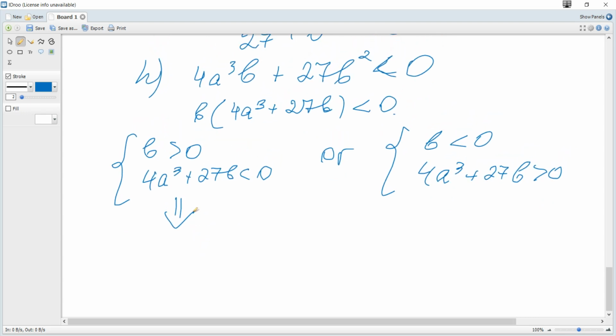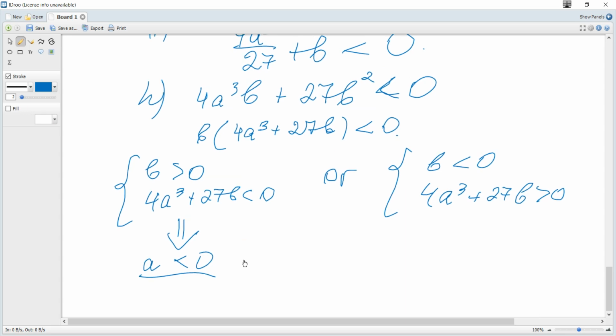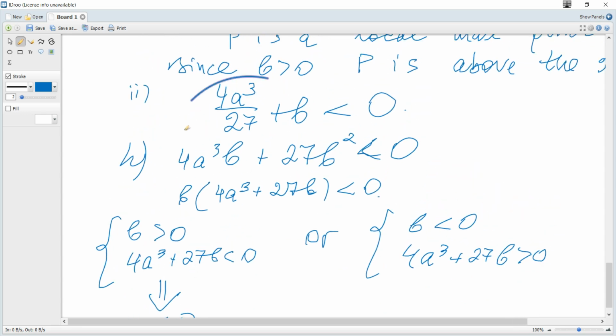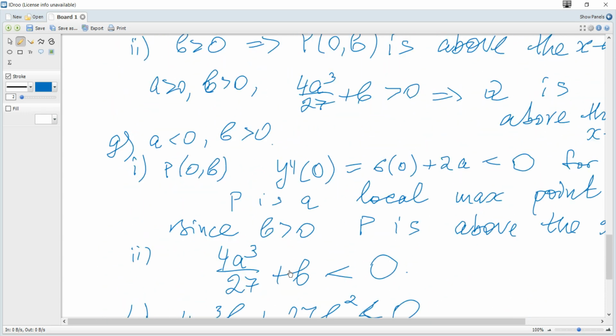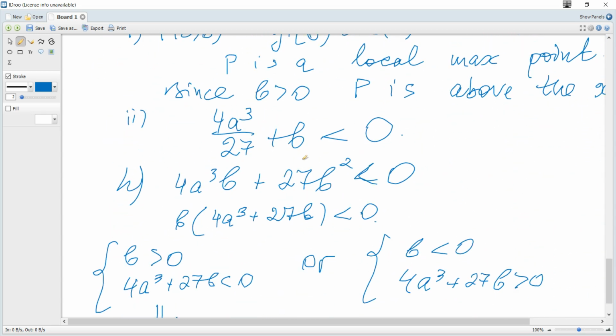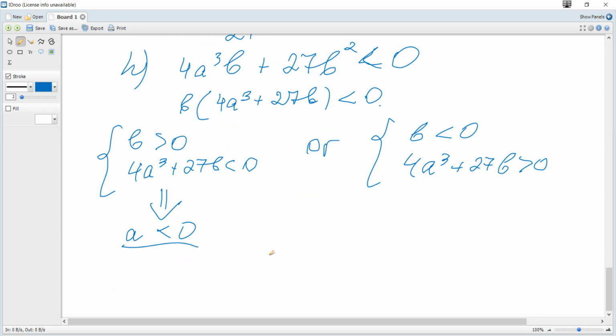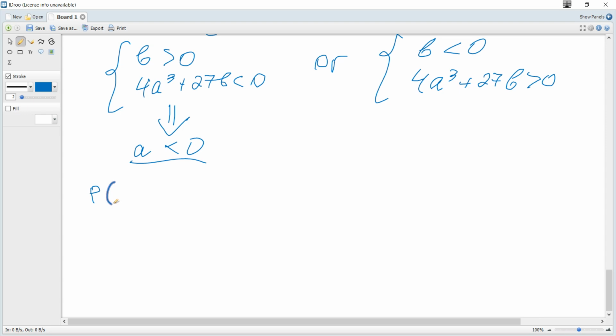For this, when b is greater than 0, you can see that a cubed is less than negative 27b over 4, but b is positive, so a cubed is negative, so a is negative. So we get b is greater than 0, a is less than 0, and 4a cubed plus 27b is less than 0. It's actually the answer for the previous GII, and its condition shows that Q is below the x-axis. So there are 2 points, P with coordinates (0, b), and Q is (negative 2a over 3, 4a cubed over 27 plus b).